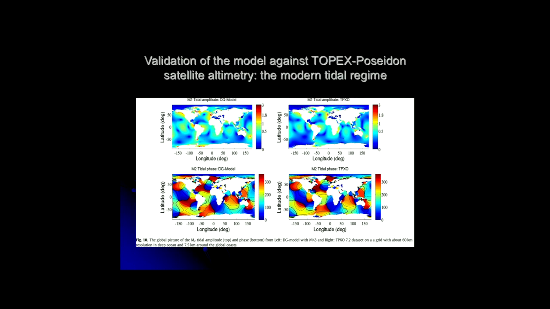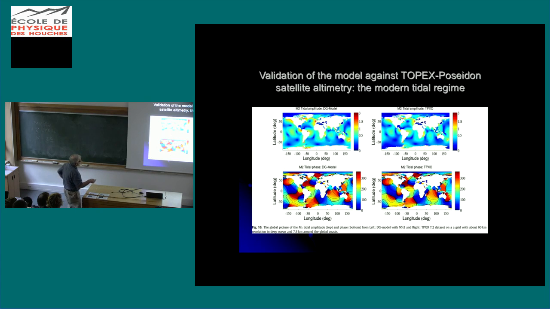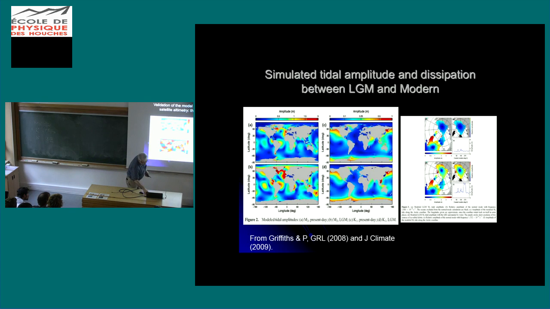So here are basically fits to the modern tidal regime in terms of M2 amplitude. Here I'm using a very high resolution discontinuous Galerkin model of the tides. This is amplitude under modern conditions. Here is phase from the same model. And here on the right-hand side are the TOPEX data on both amplitude and phase. And you can see under modern conditions with this highly accurate model, we're able to fit the TOPEX tidal regime with actually very high accuracy.